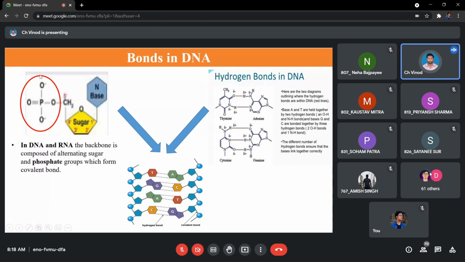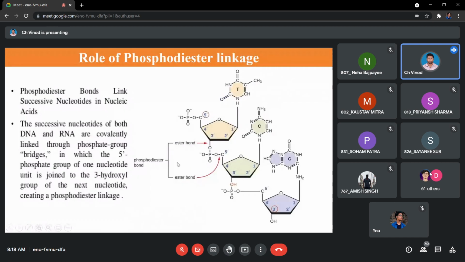Now once the nucleotides are formed, then goes your formation of the chains. How does the chain happen? The same phosphate will tend to interact with the OH present on the third carbon, and this creates another ester linkage. So these two bonds that we are seeing here together can be called a phosphodiester bond.